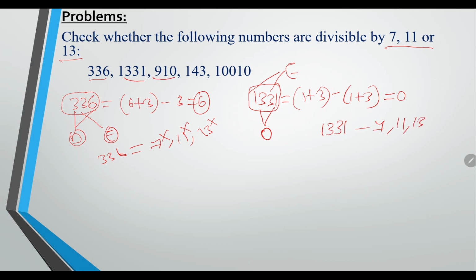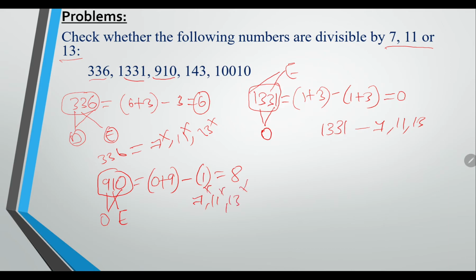Next we consider 910. While placing the digits, we get that 0 and 9 will be in odd places, 1 will be in even places. That is equal to 0 plus 9 minus 1 is equal to 8, which is not divisible by 7, nor 11, nor 13. So therefore 910 is not divisible by these numbers. And next we consider 143.